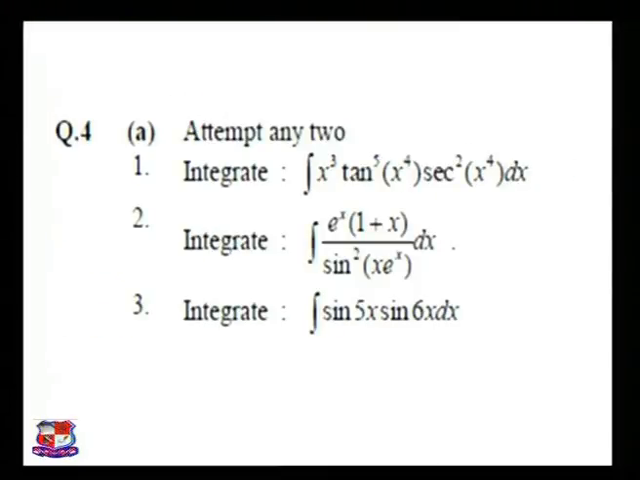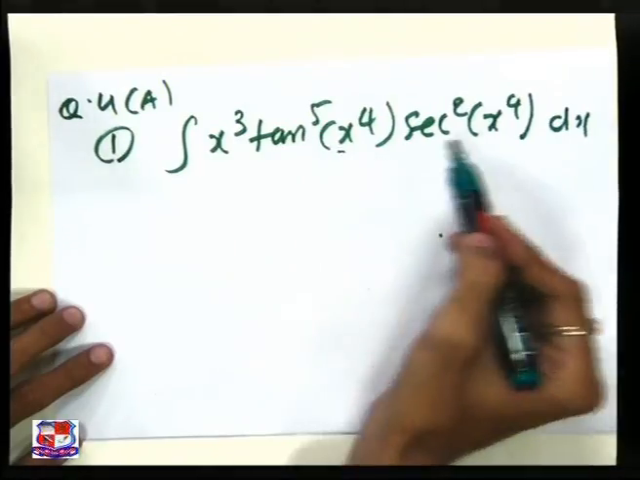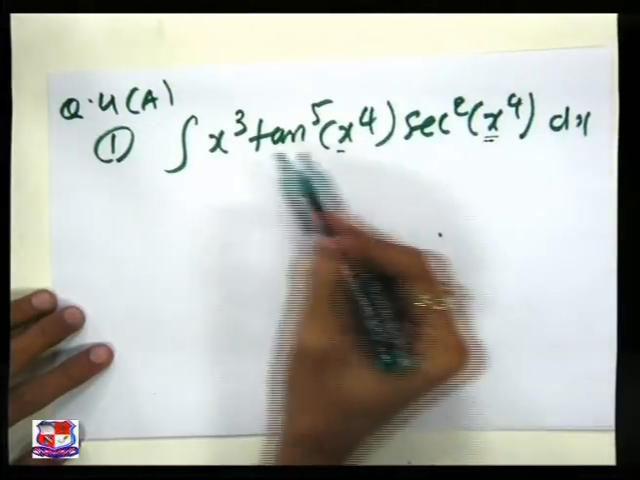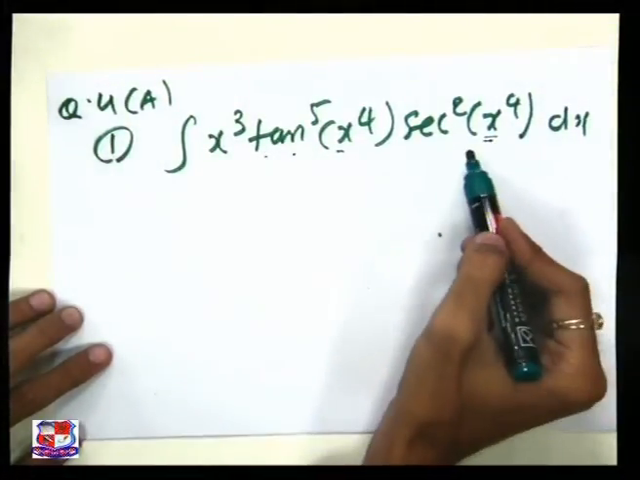Question number 4a is for integration, and the first one is to integrate x cube 10 raised to 5 x raised to 4 into sec square x raised to 4 dx. I want to tell you that here it is x raised to 4, and here the function is 10x, here it is sec square x.